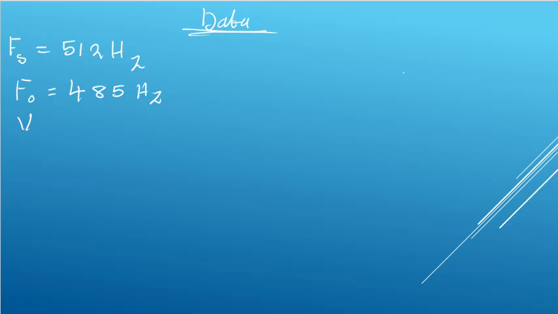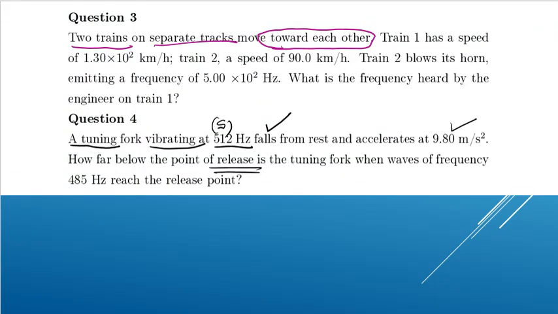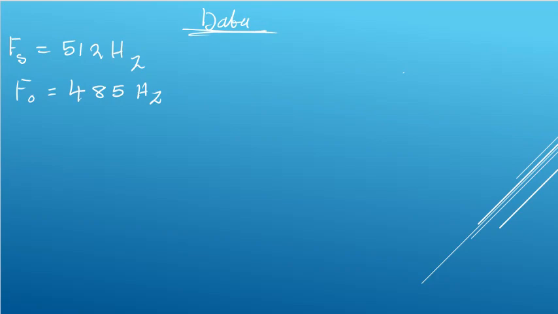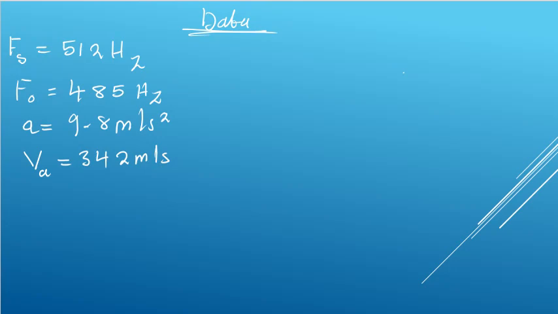The velocity. Okay, then we've been told that the acceleration is 9.8. So our acceleration in this case is 9.8 meters per second squared, and we know that the velocity of sound in air is always 342 meters per second. Some books will say 342, 343, whichever you choose, it will work for you.